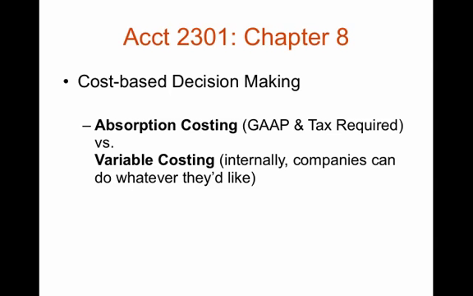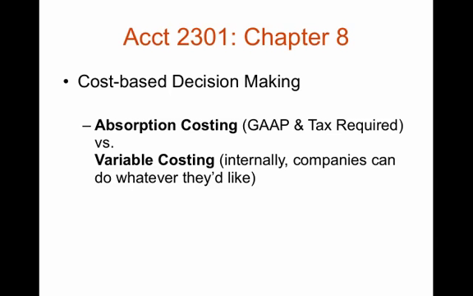As we'll see at the end of this talk, there are a couple topics that seem just added on into this chapter. They're meant to integrate different things we've talked about so far this semester. If you're looking for one broad umbrella label for chapter 8, it might be cost-based decision making. But again, the major topic is absorption versus variable costing.